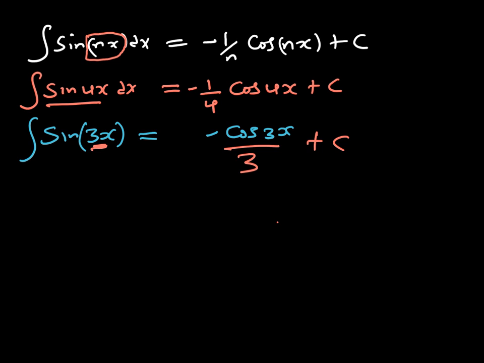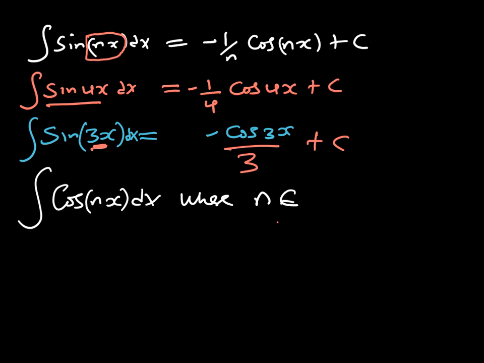So let's talk about now cosine. So what is the integral of cosine nx dx, where n is a member of the positive integers? You can even call them natural numbers if you want. So what do we do in that case? Still use the change of variables as a method, differentiation the method.